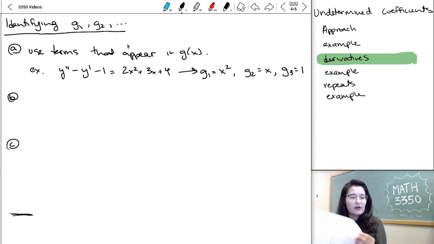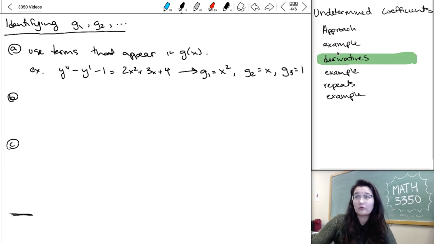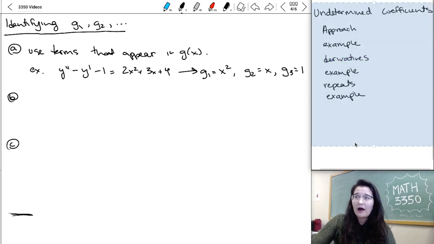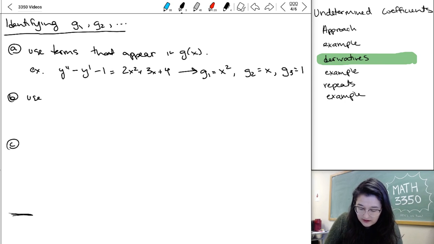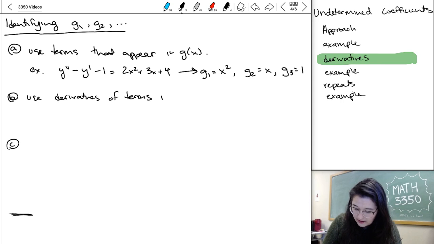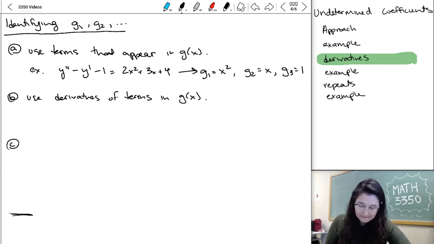But I had told you that we would fill these in with different rules that we use to find what g should be. And so we're going to do the second rule, which, as I've indicated in our little outline here, is going to be related to derivatives. So our second approach, B, is going to be to use derivatives of terms in g of x. And you do have to do all three of these all the time. It's just in our first example, it was picked, so we didn't have to worry about it.